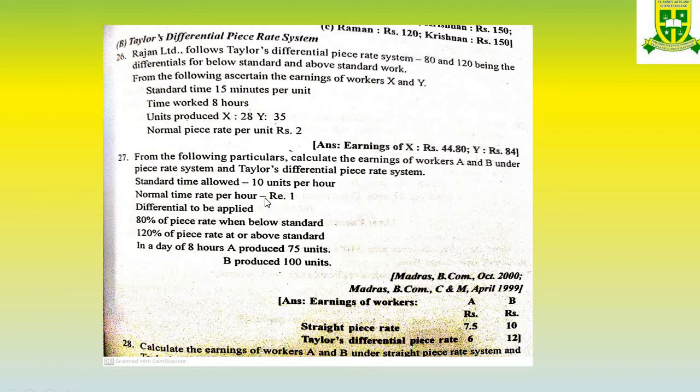So what is the formula? Piece rate equals normal time rate divided by standard output per hour. So 1 by 10 will give the piece rate. Apply the formula, you will get the answer. Find out who has to be paid high and who has to be paid low. So this is Taylor's differential piece rate system.